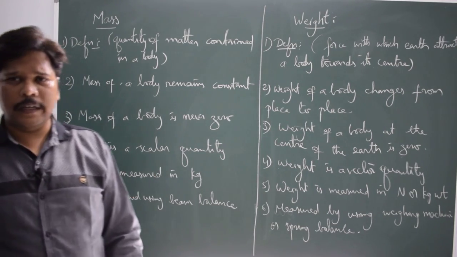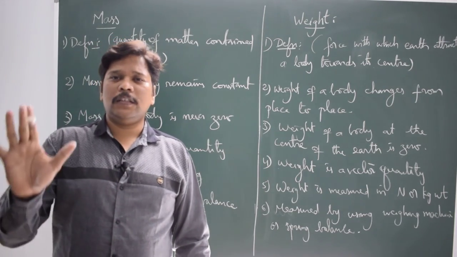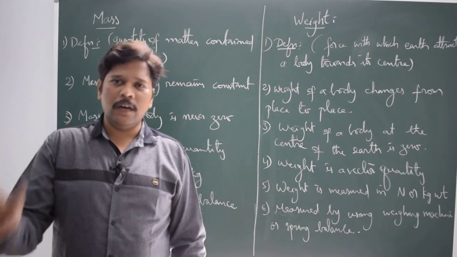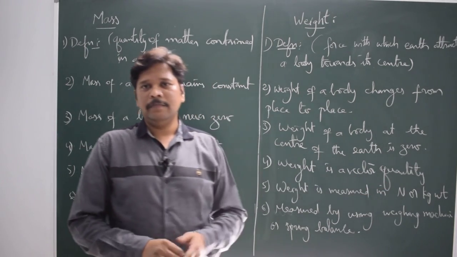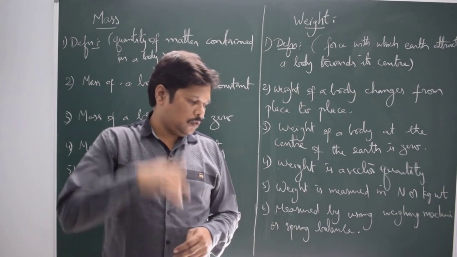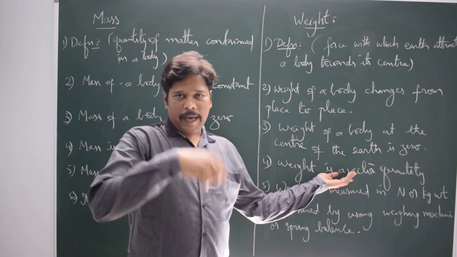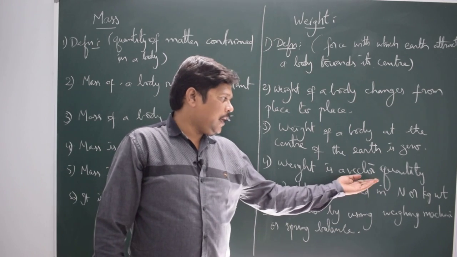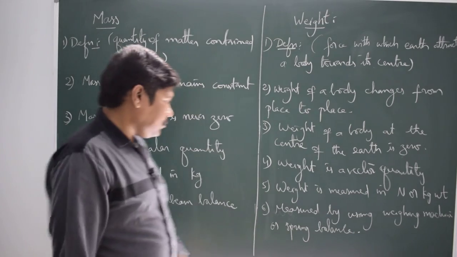Mass is a scalar quantity. It is expressed just with the magnitude, no need of direction. Whereas weight is a vector quantity. It always acts vertically downwards towards the center of the earth. So it is a vector quantity where direction and magnitude both are required for specifying the weight.